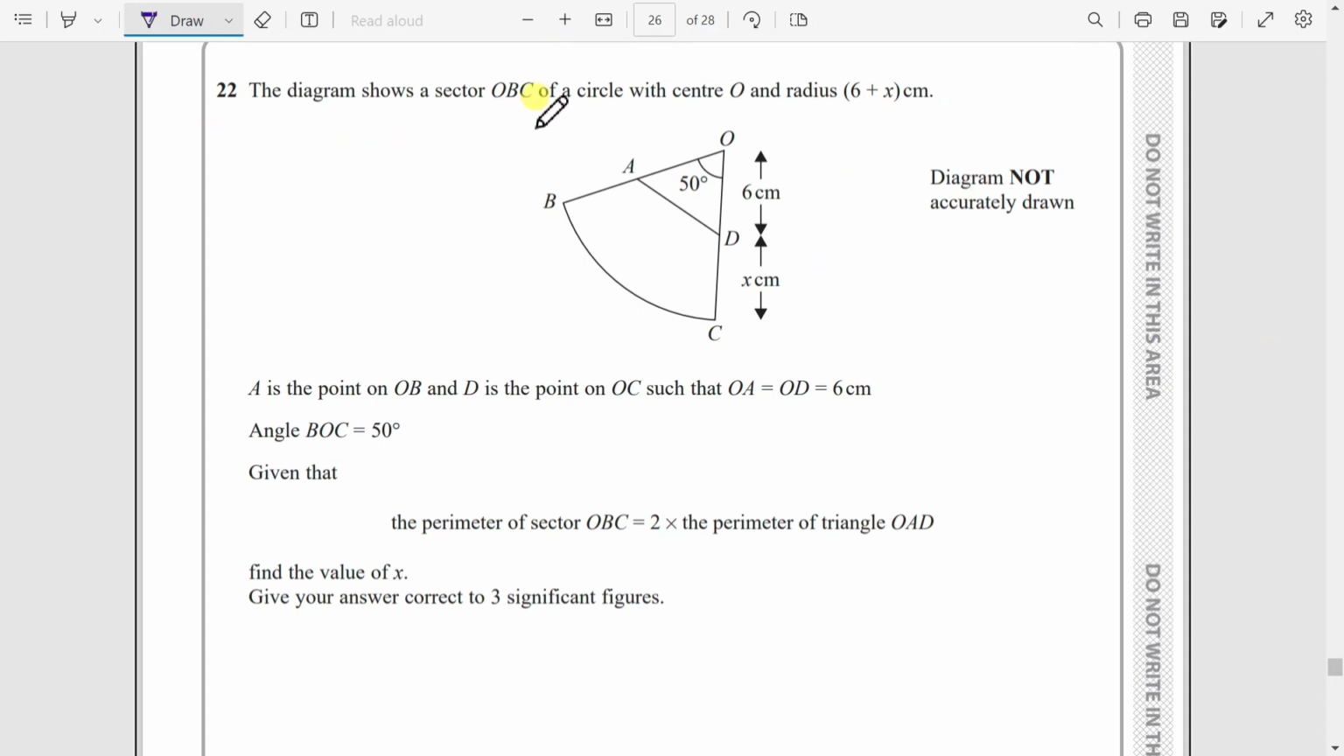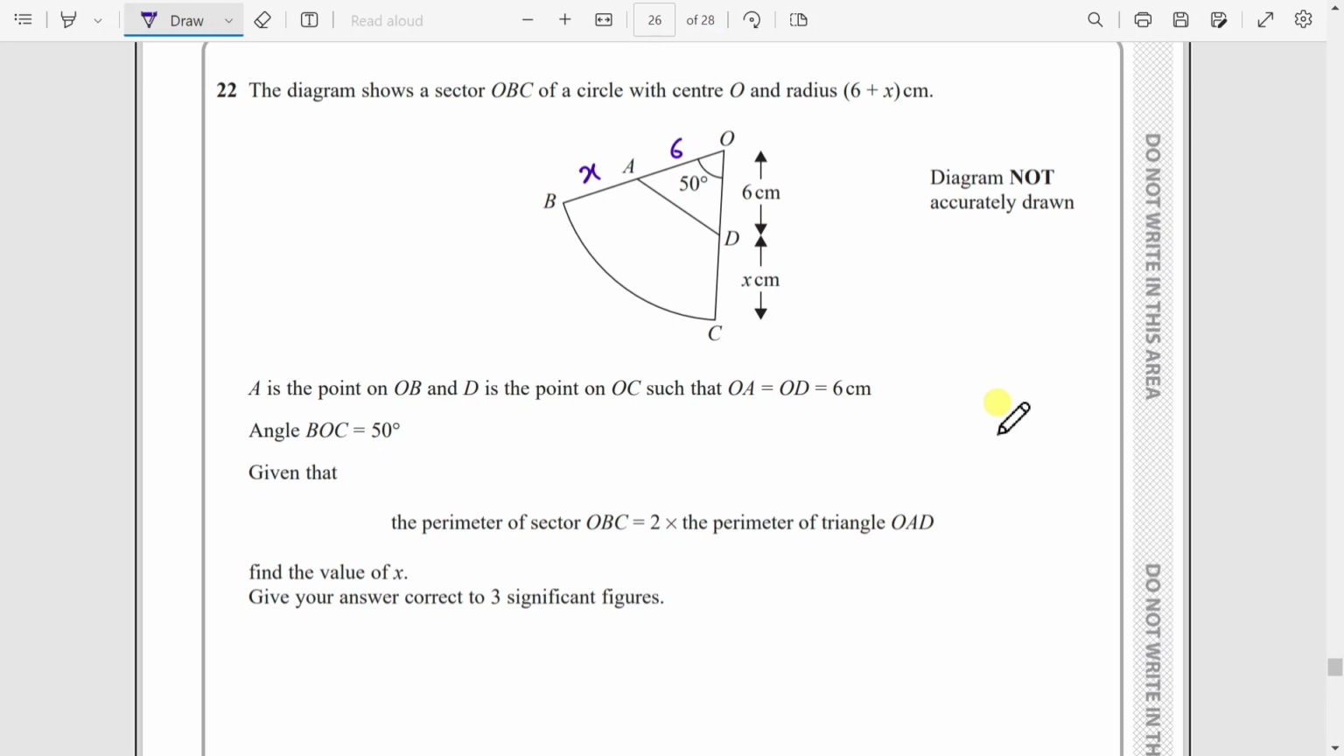So the diagram shows a sector OBC of a circle with center O and radius 6 plus x. A is a point on OB and D is a point on OC such that OA equals OD equals 6. Okay, so this is pretty much a sector. So this is 6 and that is x as well. Now angle BOC is 50 degrees. Given that the perimeter of OBCD, so the perimeter of the whole sector, is 2 times the perimeter of the little triangle, find the value of x. Alright, cool. Not too terrible.